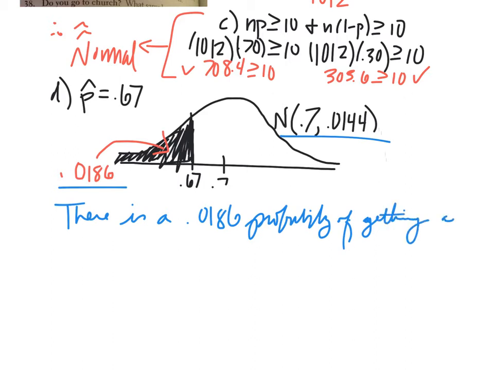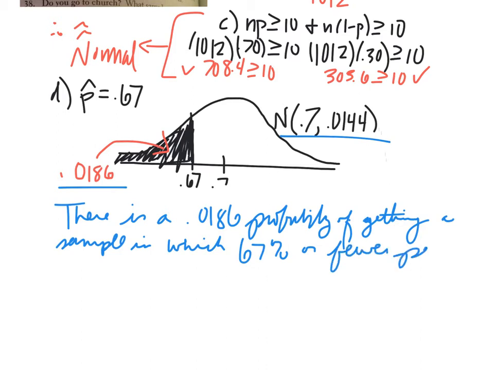Sorry, I know this is hard to see or hard to read. In which 67% or fewer people, and you have to give some context. So it's like, what are these people doing? They're drinking the milk. Drink their cereal milk.